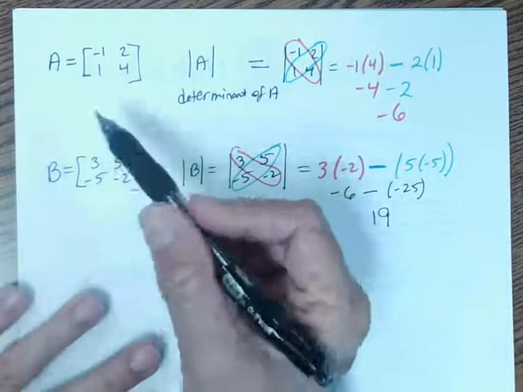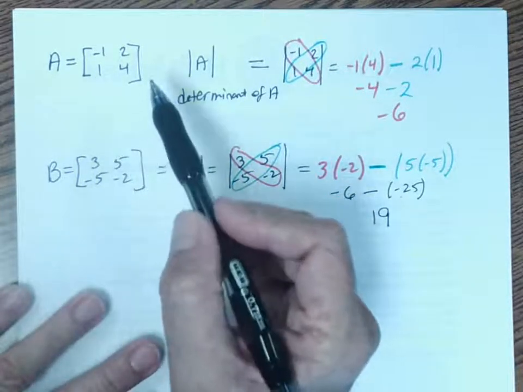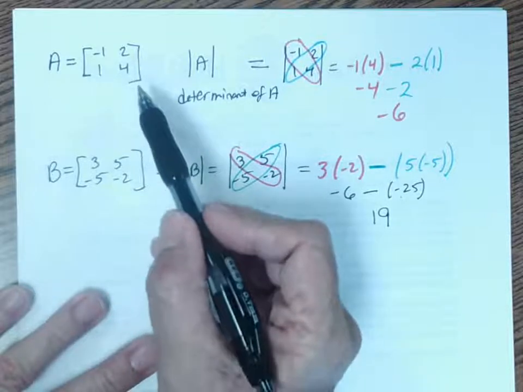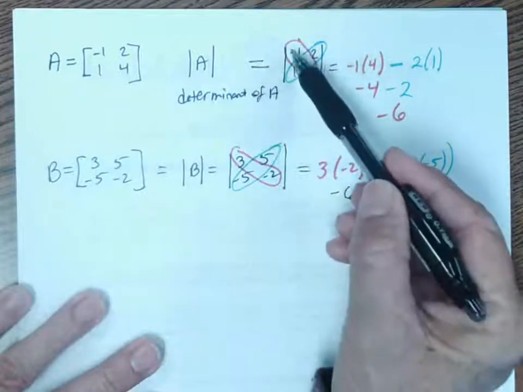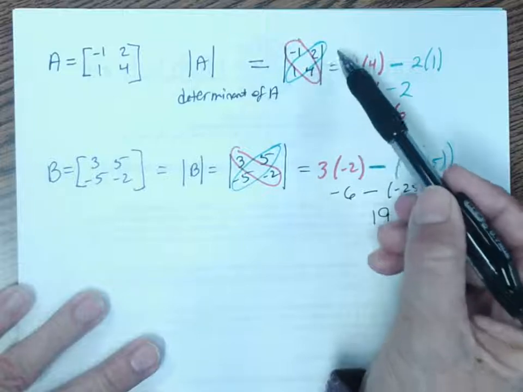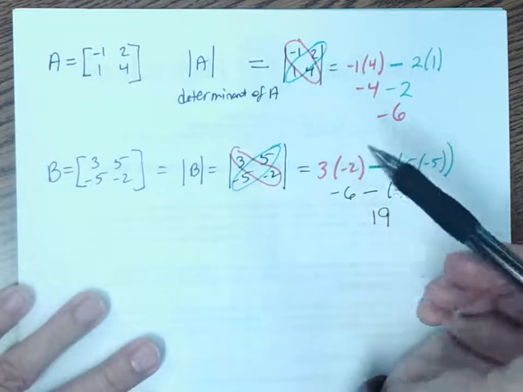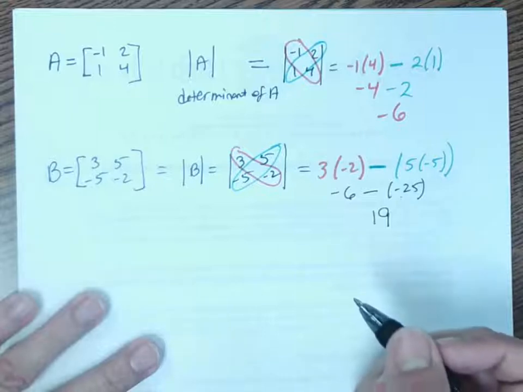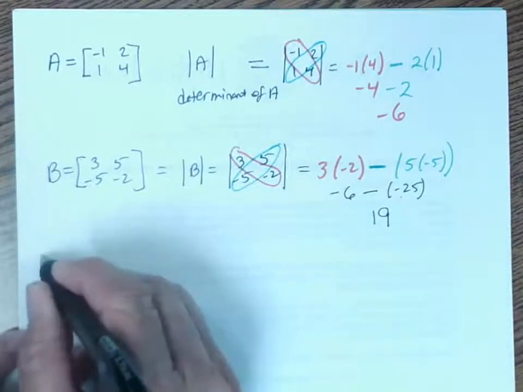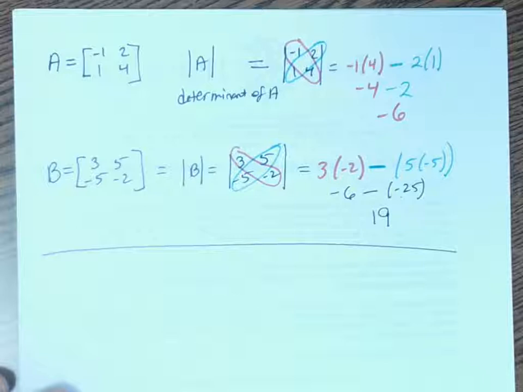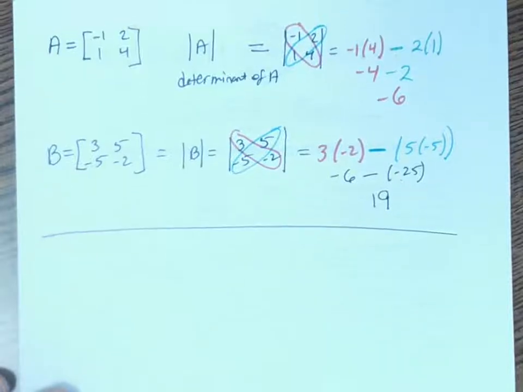So again, to find a determinant of a 2 by 2 matrix, so number of rows by number of columns, is top left times bottom right minus top right times bottom left. And that gives you the determinant. Well, we could have a 3 by 3 matrix. So how do we do a 3 by 3 matrix?